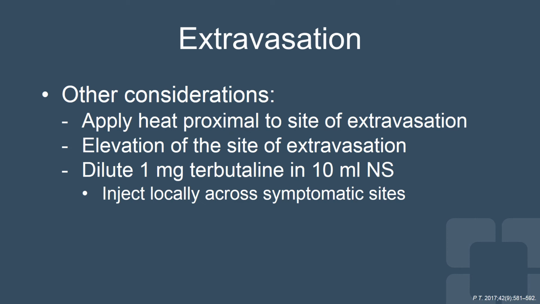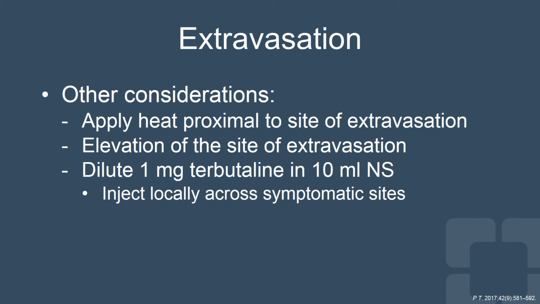Other considerations for patients who do extravasate are applying heat proximal to the site of extravasation. You can elevate the site of extravasation, or if there's any drug shortage for whatever reason, we can't get phentolamine, we can't get nitroglycerin, you can consider the use of 1 milligram of terbutaline in 10 mLs of normal saline, because terbutaline is a beta-2 agonist, which will dilate blood vessels, and you can inject this locally across the symptomatic sites.